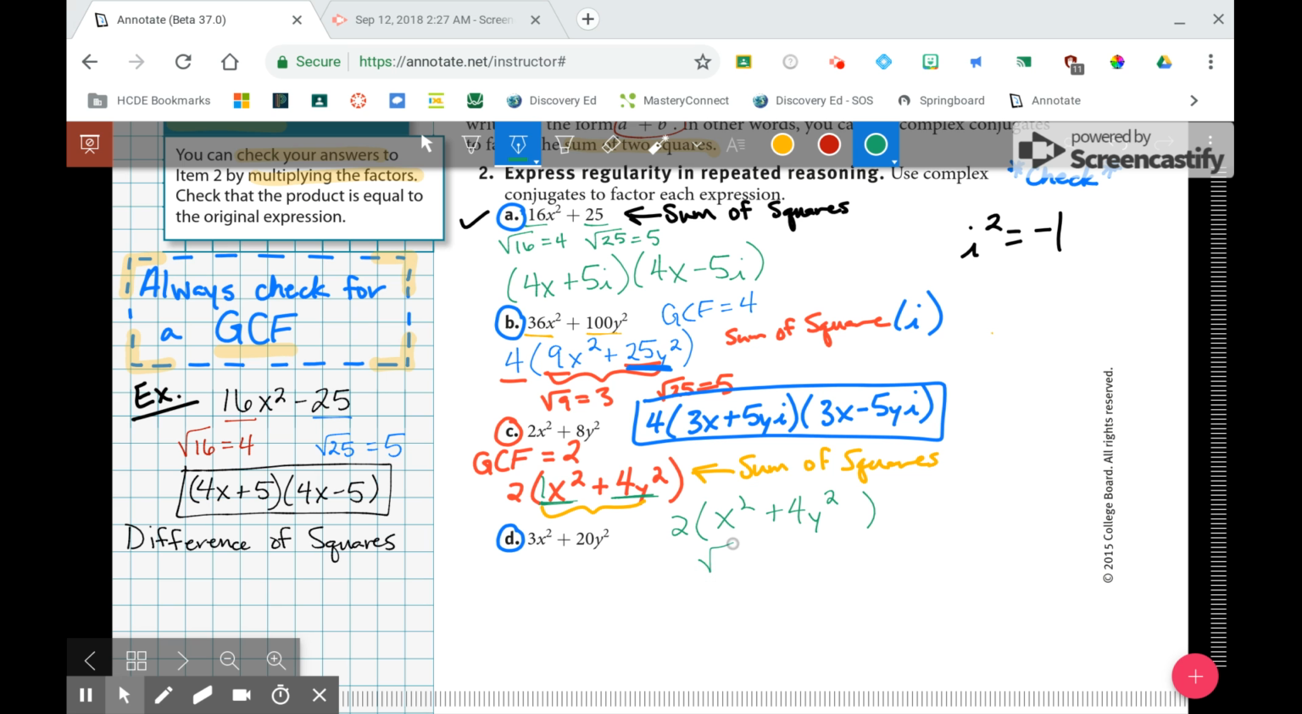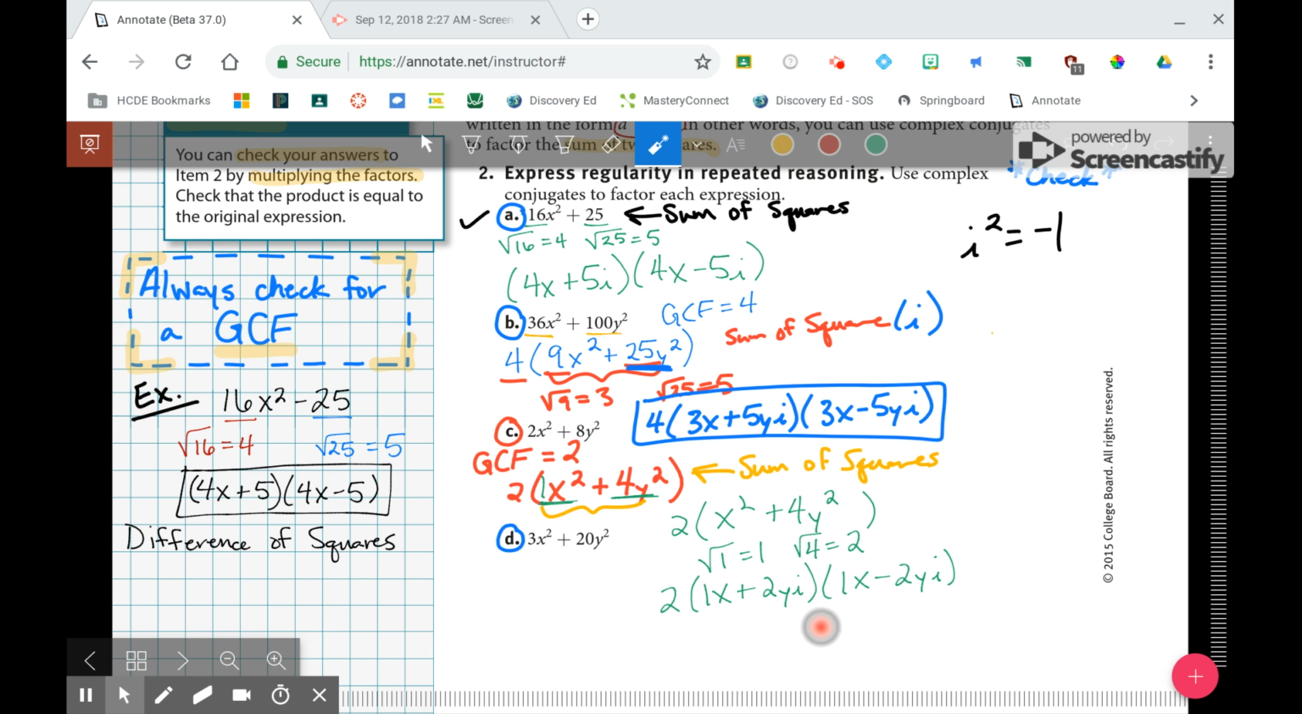So we take the square root of 1, we get 1. Square root of 4, we get 2. So 2 stays out in front, and we have 1x plus 2y i, and then 1x minus 2y i. Notice the 2 gets the y because that was the square root of 4y squared. The 2 also gets the i.